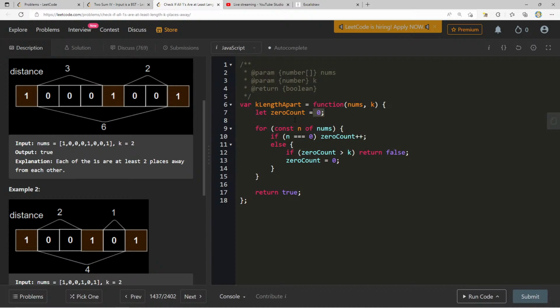So we start with the zeroCount of 1. If n is equal to 0, else if zeroCount is greater than k, which is not, zeroCount equals 0, okay. Come to the next one, that's 1. zeroCount plus plus, 2. zeroCount plus plus, 3. Then we come over here. If zeroCount, oh wait, as long as it's, so it needs to be if it's less than k, return false.